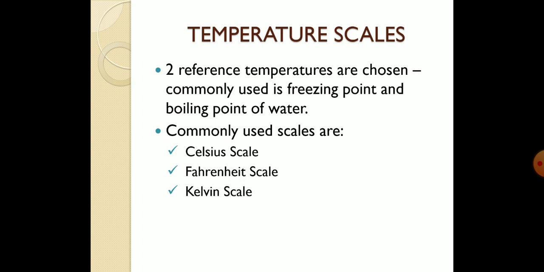So we take two temperatures. One is the freezing point of water and the other one is the boiling point of water. And we have three scales. One is the Celsius scale, second one is the Fahrenheit scale, and the third one is the Kelvin scale.